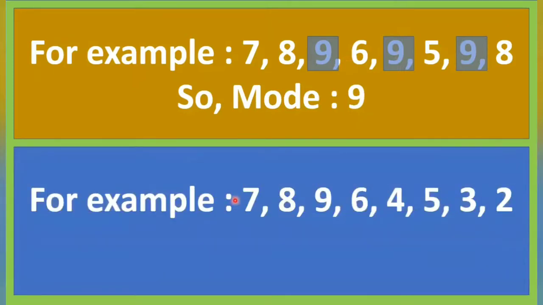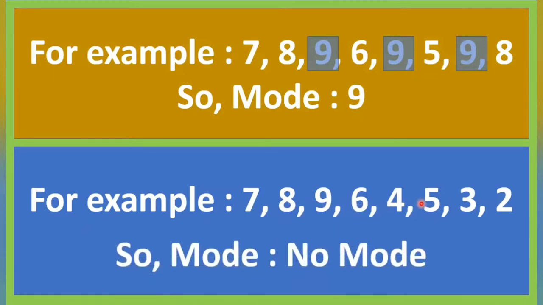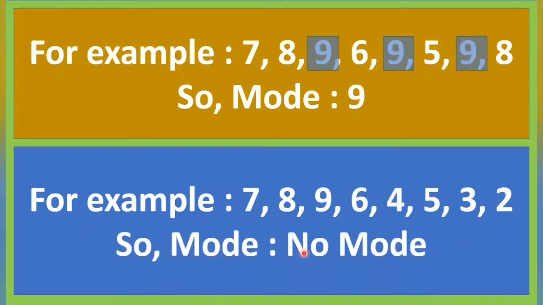Again, see here in the example, there is 7, 8, 9, 6, 4, 5, 3, 2. So can you guess what will be the mode here? Is there any number which is repeated? Yes, there is no number repeated in this example. So our answer will be no mode. There is no mode. So I hope you understand this, students.